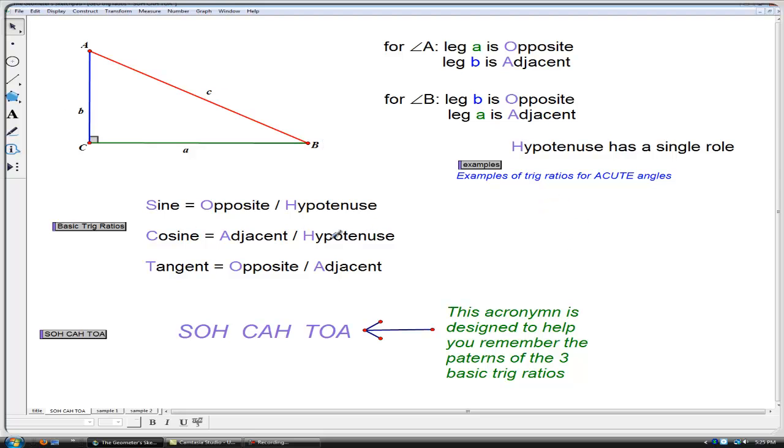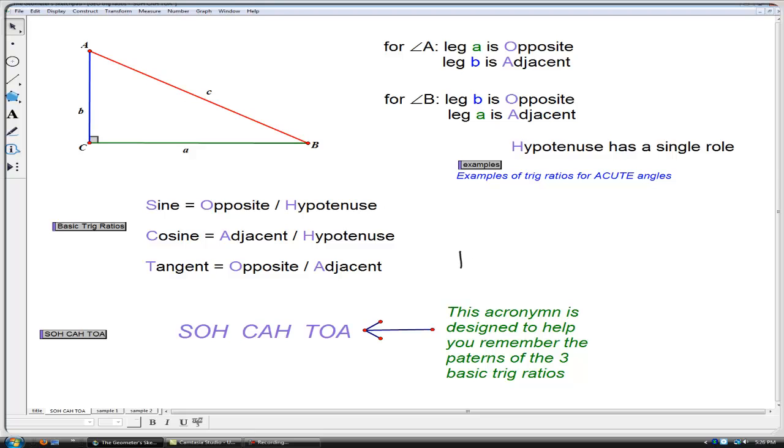Let's write an equation for cosine of angle A. So this would be written cos. That's the abbreviation for cosine. It's lowercase, as was our abbreviation for sine, lowercase. Cosine A equals, well, first locate angle A. Cosine is adjacent over hypotenuse. So that would be side B over side C, C being the hypotenuse.